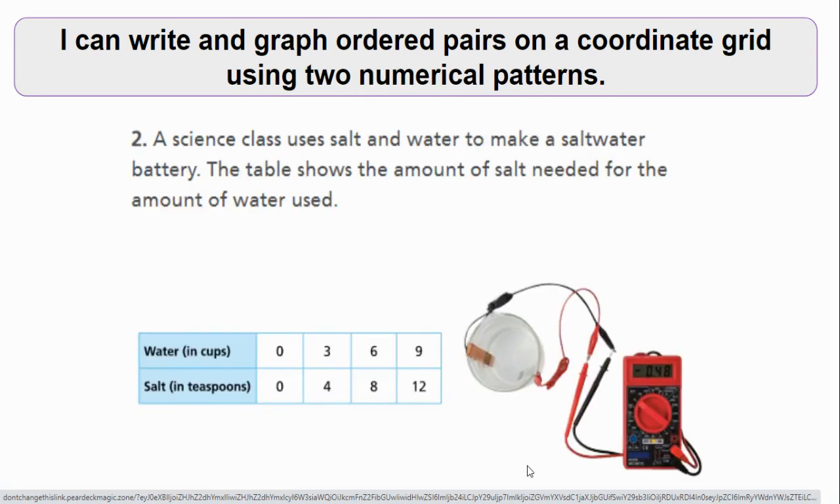All right, so let's look at our problem today. It says a science class uses salt and water to make a saltwater battery. The table shows the amount of salt needed for the amount of water that is used. And I see in my table that on the top row, water is measured in cups and salt is measured in teaspoons.